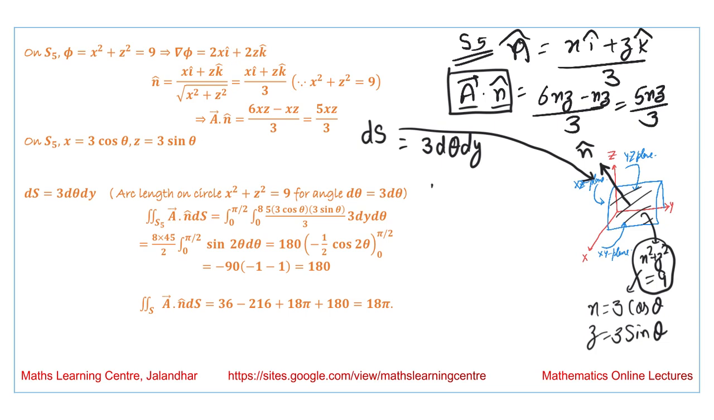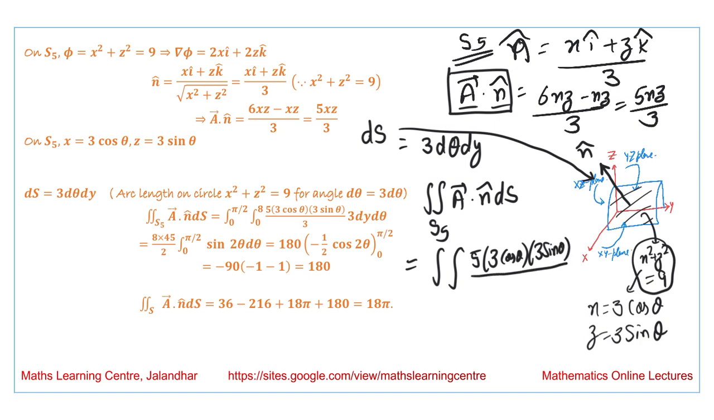So the value of the integral over S5 of A vector dot n cap into ds is equal to a double integral, where in place of x we write 5 into 3 cos theta, and in place of z we write 3 sin theta. We are taking the projection in the y theta plane now, so we get 3 dy d theta, and the limits are 0 to 8 and 0 to pi by 2.